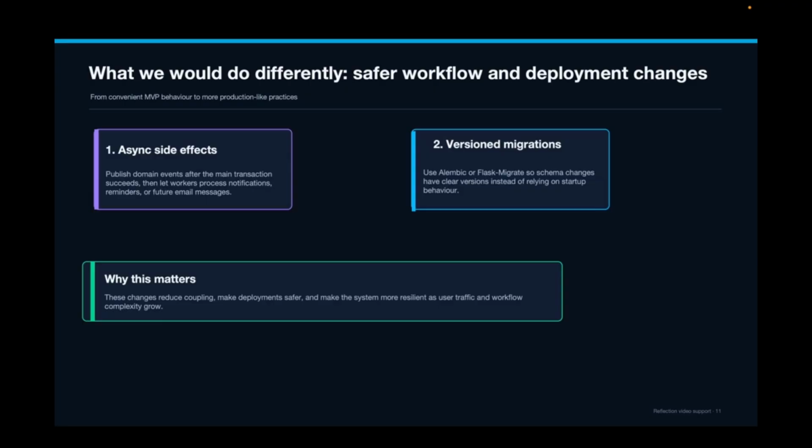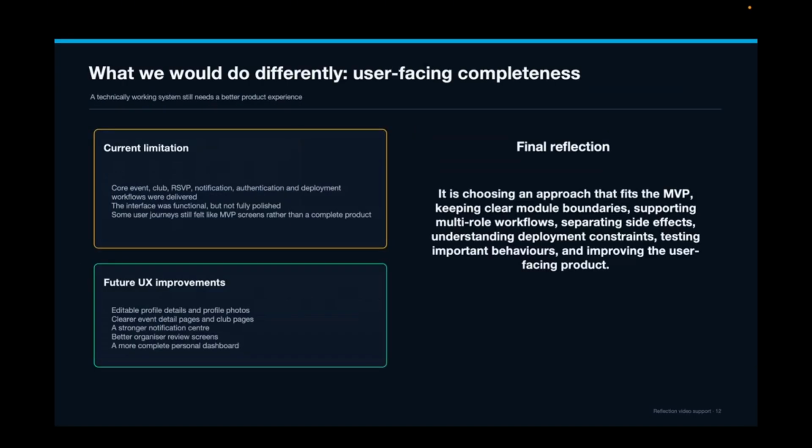For safer future changes, we would use two methods: domain events for workflow changes and version migration for database changes. Domain events would separate follow-up tasks such as notification from the main user action. Version migration, such as Flyway migrations, would make database schema changes easy to track and keep consistent with the application code. Finally, we would invest more time in UI components, as a stronger product would need clearer screens. This is especially important when different roles use the system in different ways. Thank you for listening.